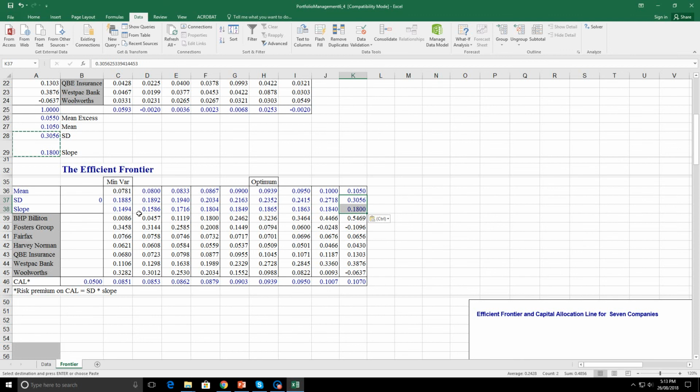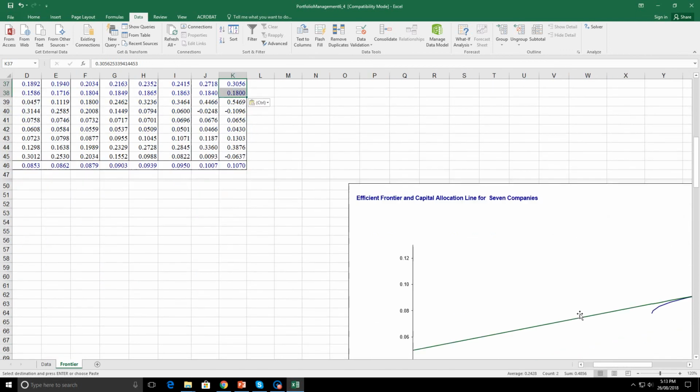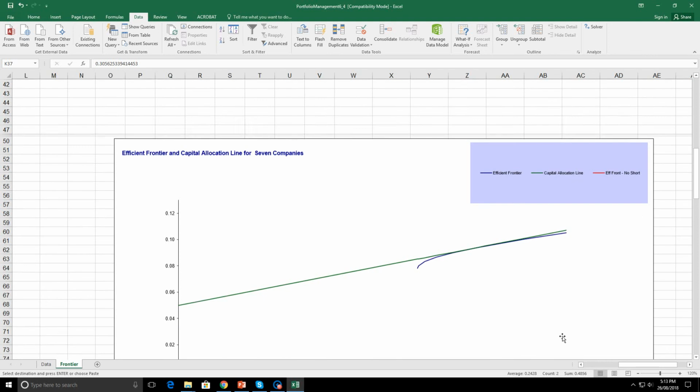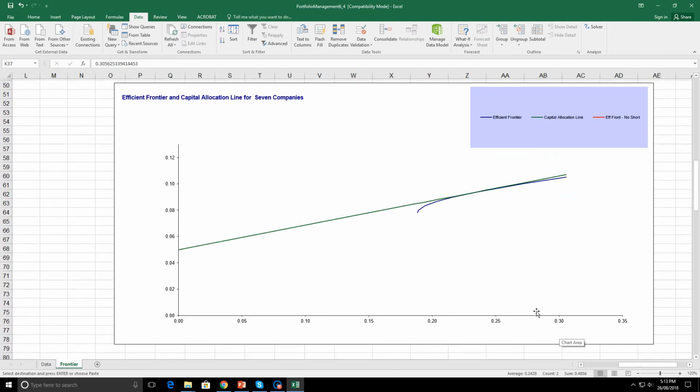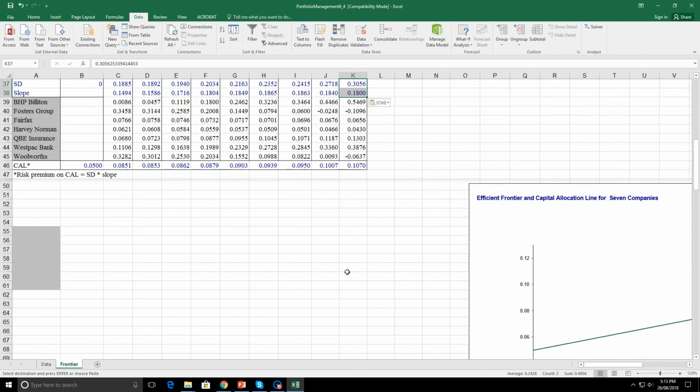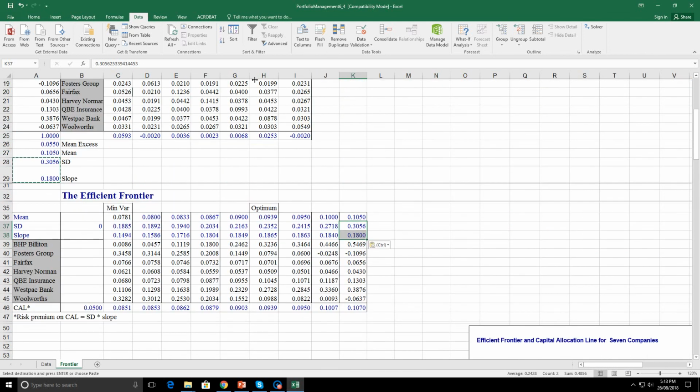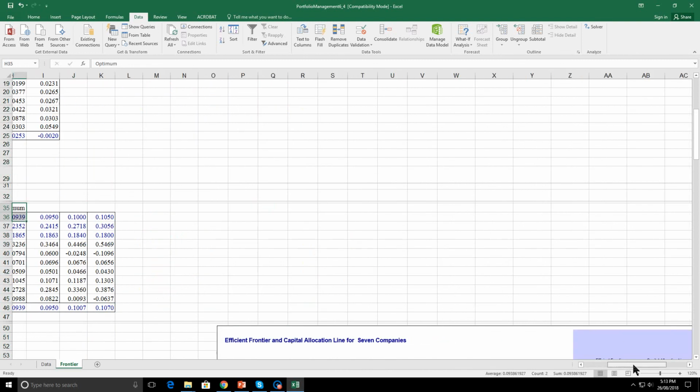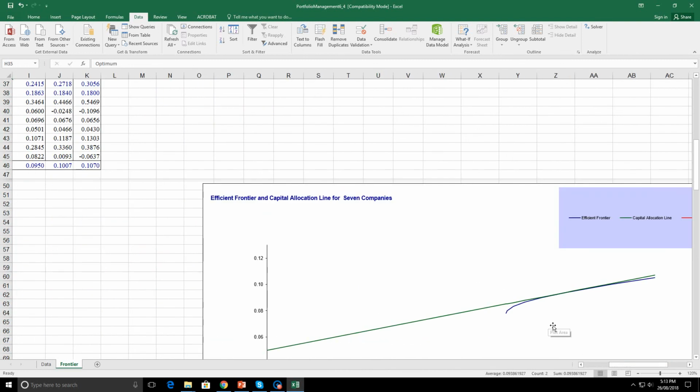So we have the mean, standard deviation, and the Sharpe ratio. And now if we look at the efficient frontier that has already been developed, you can see that we have a nice smooth shaped efficient frontier. So this is how we basically develop our minimum variance portfolio, which is this, and the optimum risky portfolio, and derive the efficient frontier. So that's the end of this video.